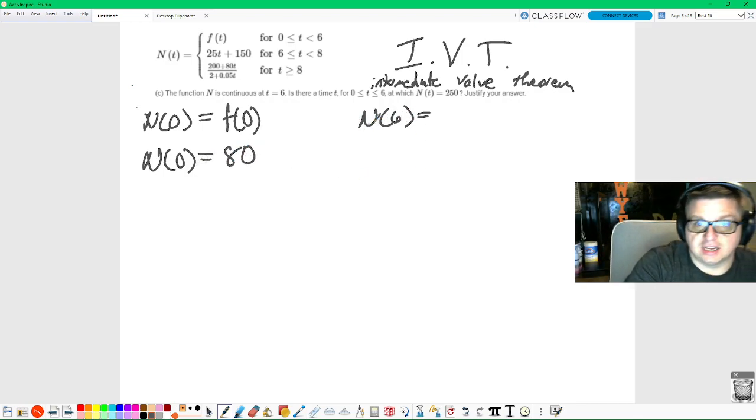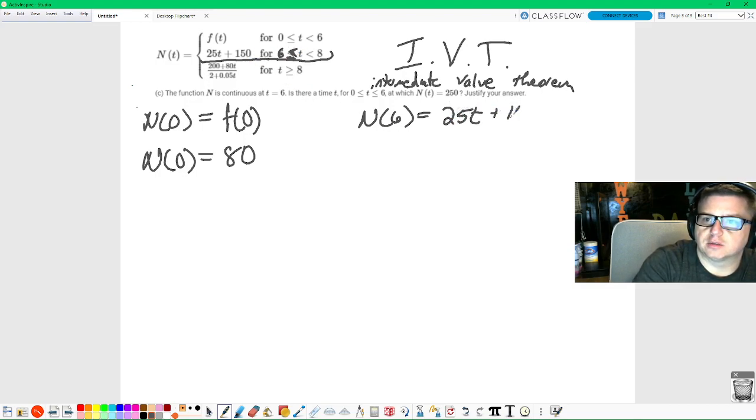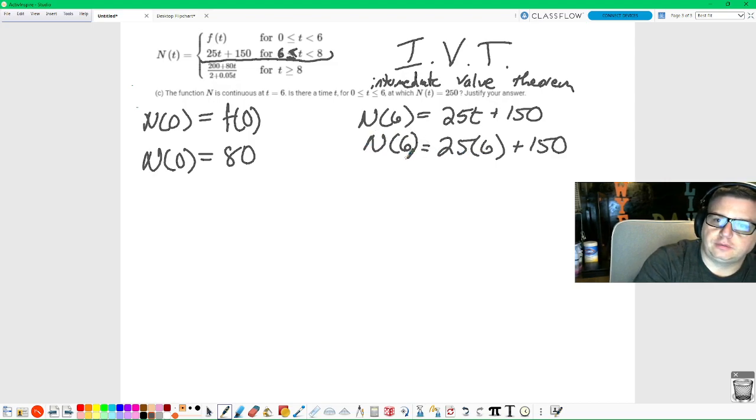Now, n of 6, and because we're equal to 6, this is where we are equal to 6. So we need to use this function, 25t plus 150. So we are going to do 25 times 6 plus 150. 6 quarters equals $1.50 plus $1.50. So n of 6 equals 300.